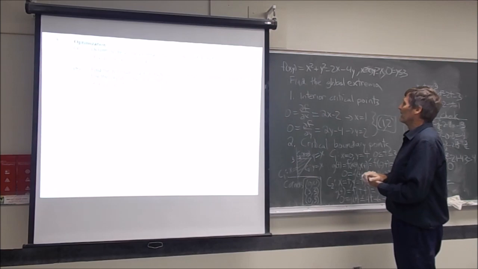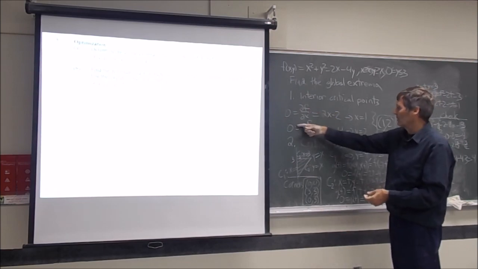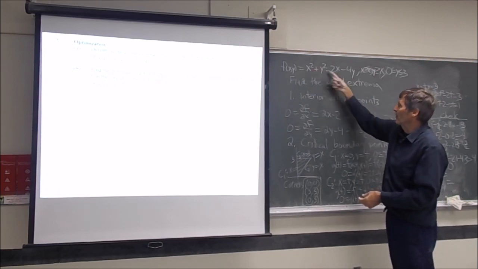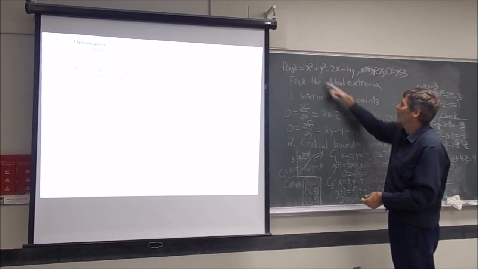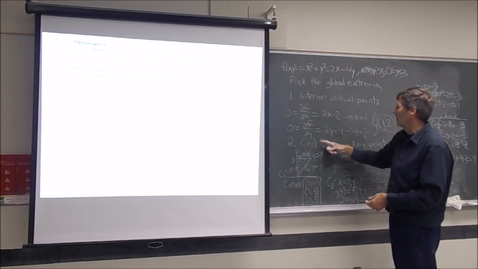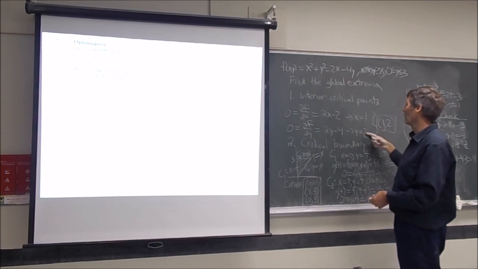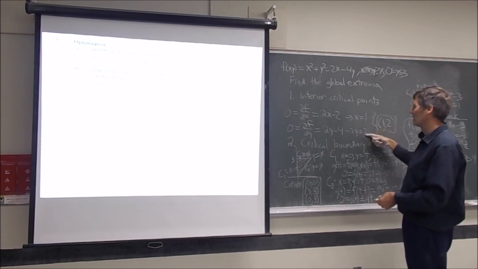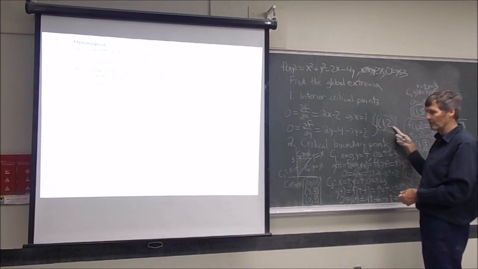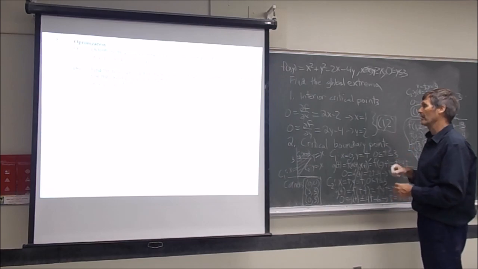So, an interior critical point sets both partial derivatives to 0. Partial derivative with respect to x is 2x minus 2. Partial derivative with respect to y is 2y minus 4. That says there's only one way you can satisfy both of these, x equals 1 and y equals 2. That's the point (1, 2). There's only one interior critical point.